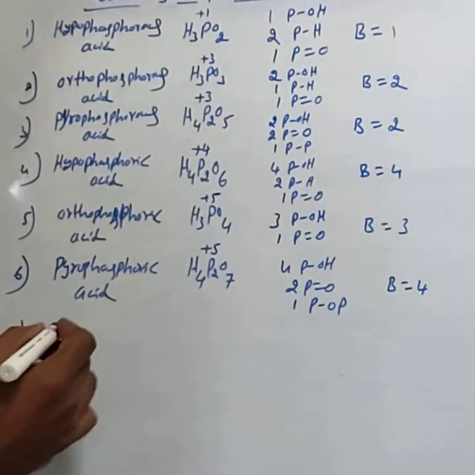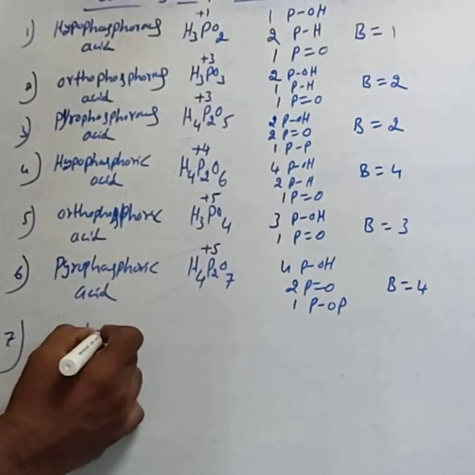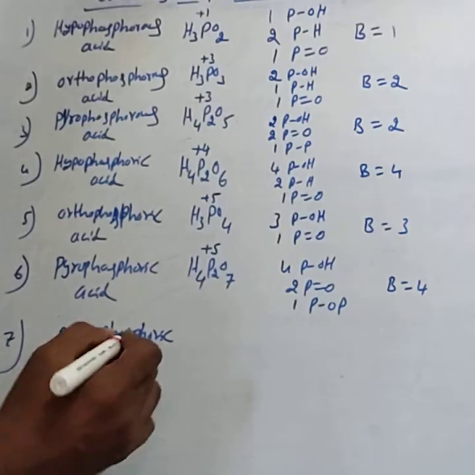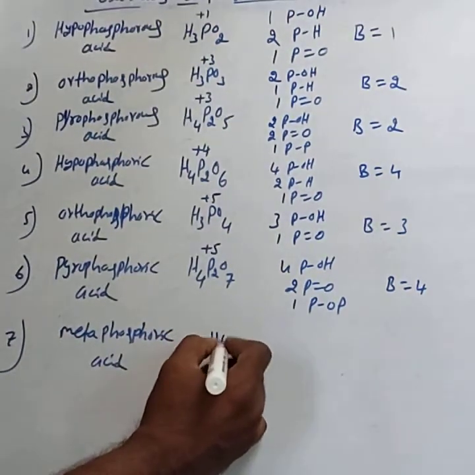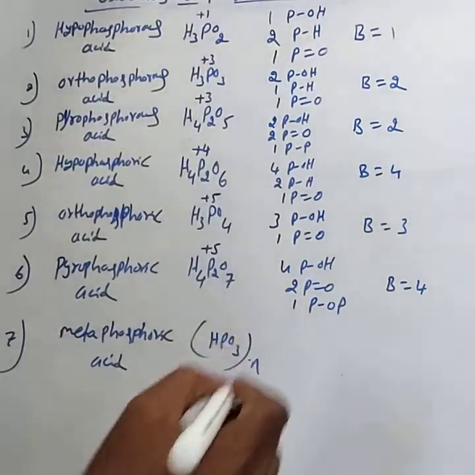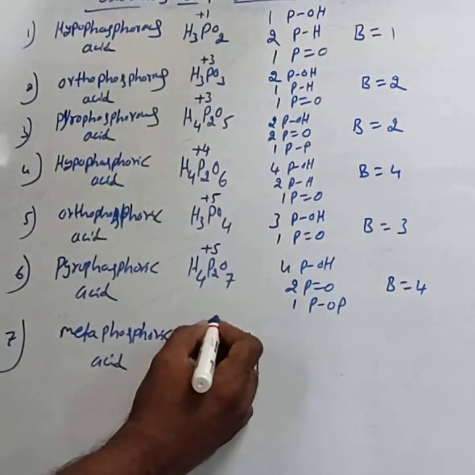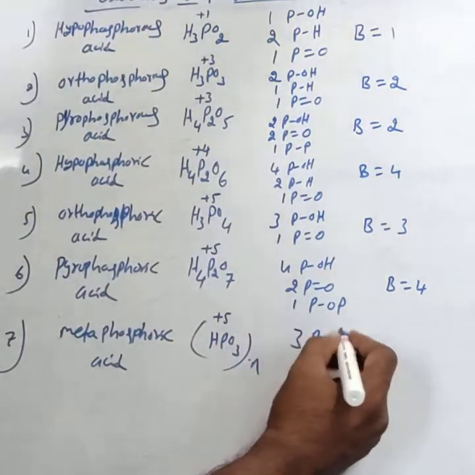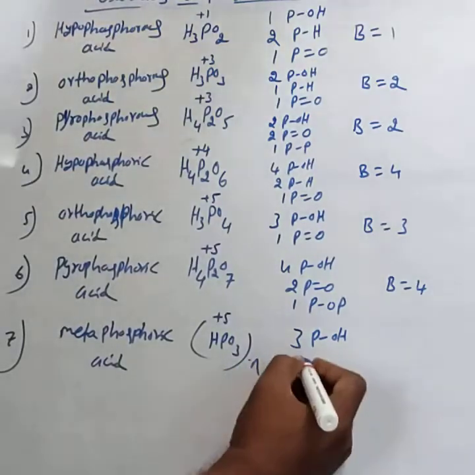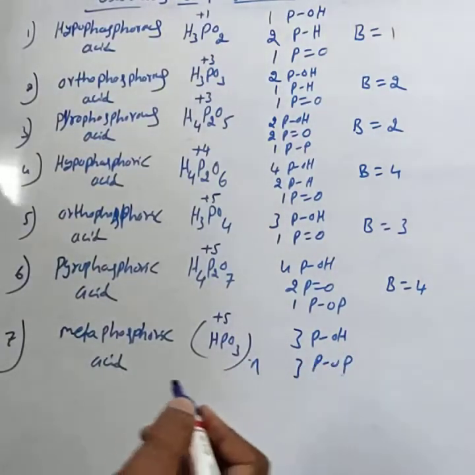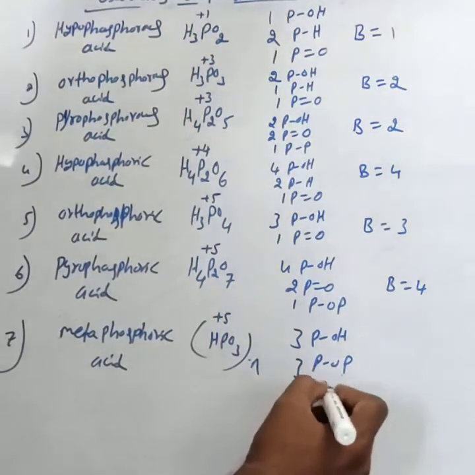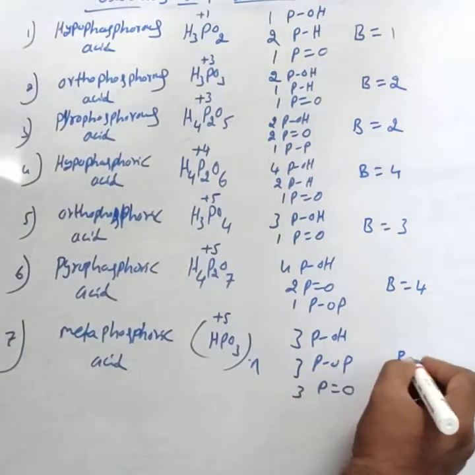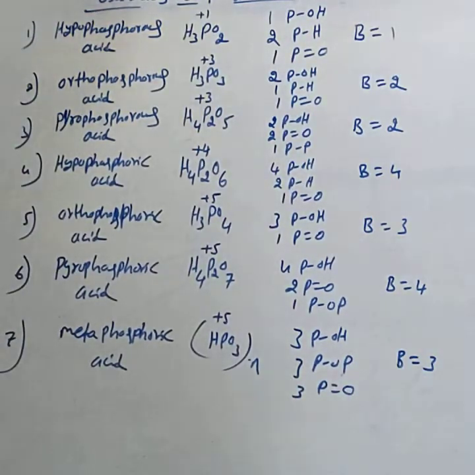Then one more, metaphosphoric acid, (HPO3)n. This is the formula. Oxidation state here is +5. It contains 3 P-OH bonds, 3 P-O-P bonds, and 3 P=O bonds. Then the basicity value is equal to 3. This is about the oxoacids.